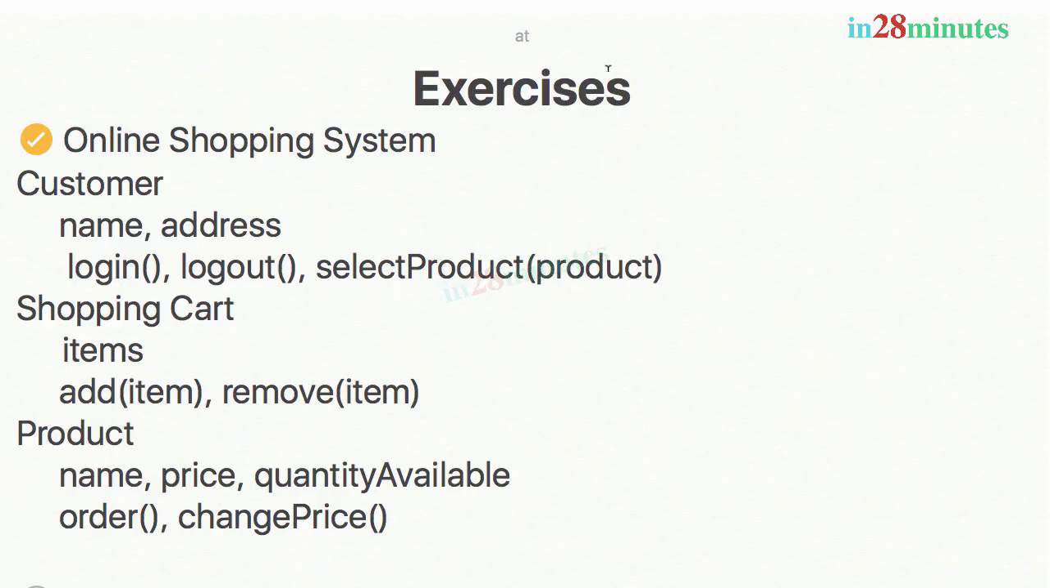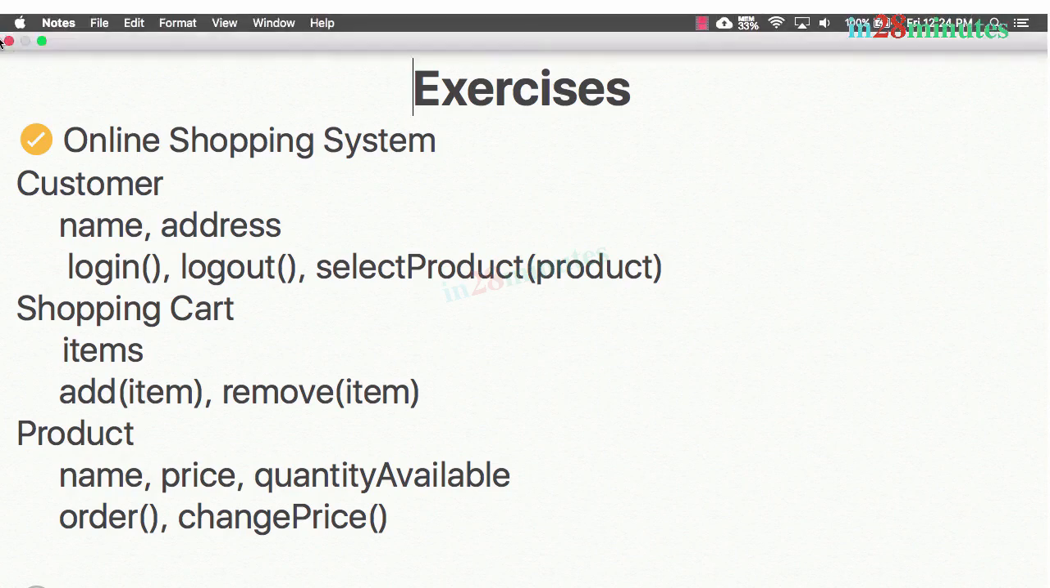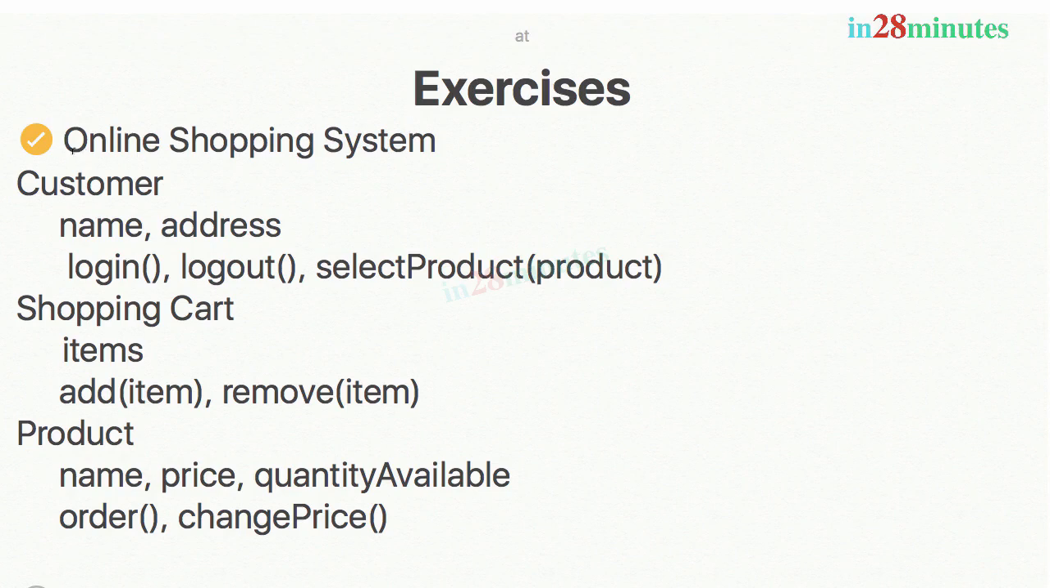Welcome back. In this short video, we will discuss the exercises from the previous video, right? The first thing we talked about was the online shopping system. We wanted to identify the different objects that are involved, the data associated with them, and the actions that can be performed.